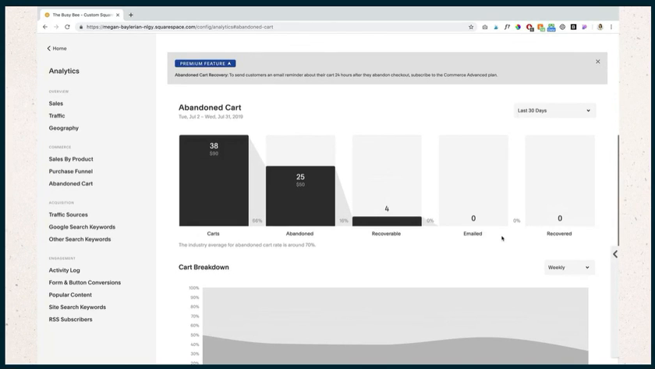So now that we've gone through everything Squarespace e-commerce related, our last step is the class project. So let's get started on that.